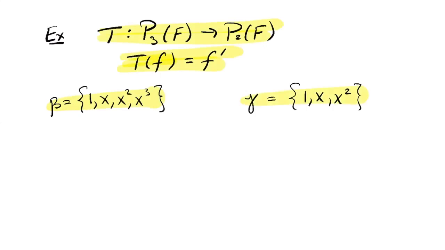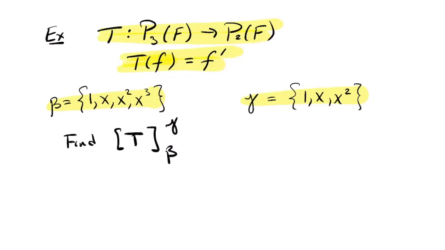Polynomials of degree less than or equal to 3. It's a 4-dimensional space. Polynomials of degree less than or equal to 2. It's a 3-dimensional space. What do I want to do? I'd like to find the matrix of T with respect to these two ordered bases.